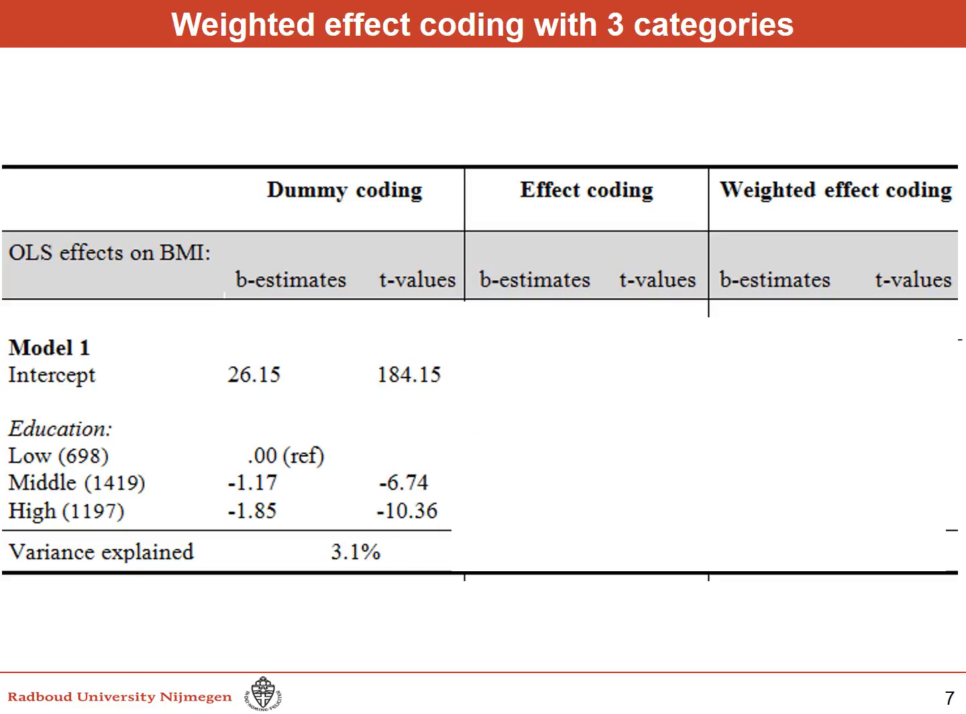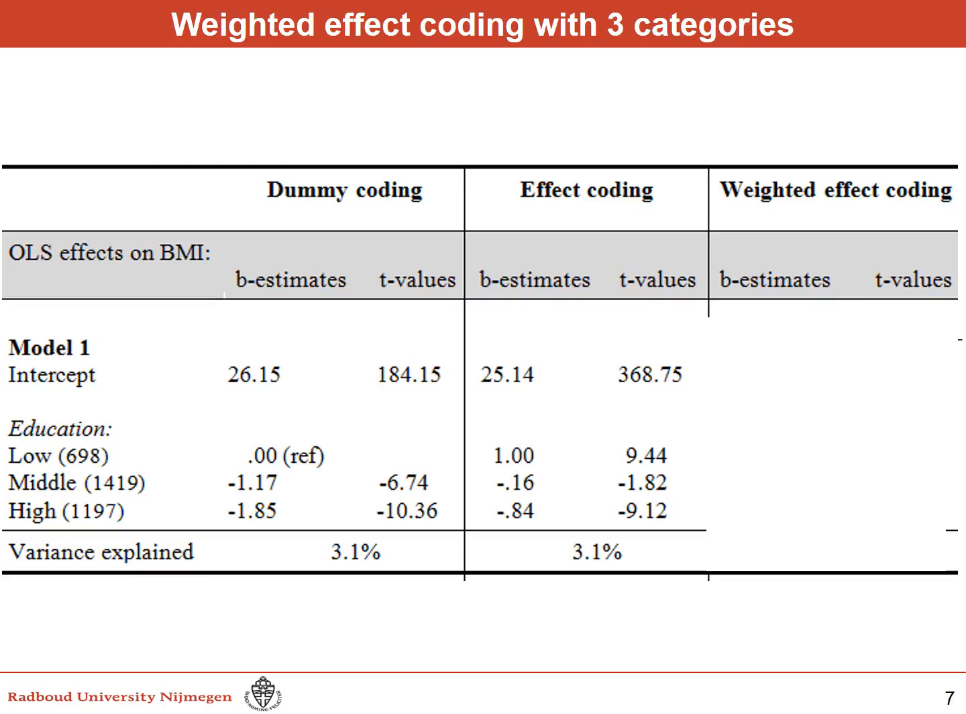So if you would like to test a hypothesis that the body mass index is higher if you are higher educated, then you can test that hypothesis very well with dummy coding. Okay, there is a different way of approaching this. We can also use effect coding. If we just disregard the number of observations in all categories and we say, okay, in the population this will be probably equal, then we can use effect coding, and we'll get as a result 25.14.